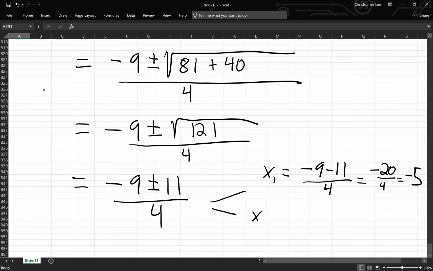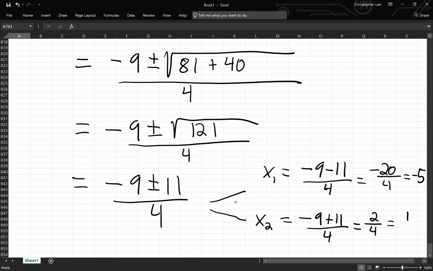The other answer is going to be x2. Really, Microsoft? Really? You want to do this? Over 4, which is equal to -5. Why -5? Because -20 divided by 4. And then x2 is going to be -9 plus 11 over 4. Now, -9 plus 11, what's that? Like 2, right? Over 4. Let's call that 1/2. And that's it. That's my answer right there. -5 and 1 over 2.